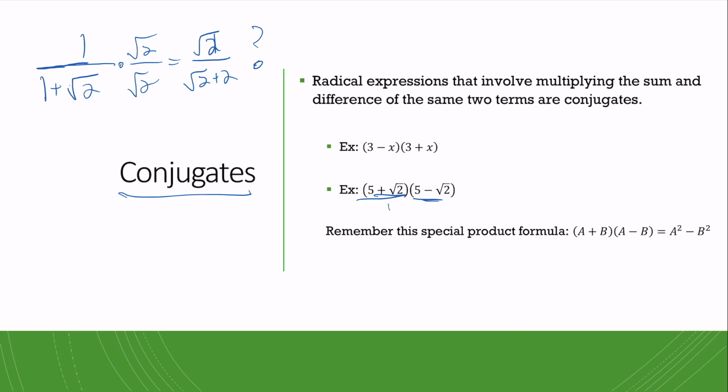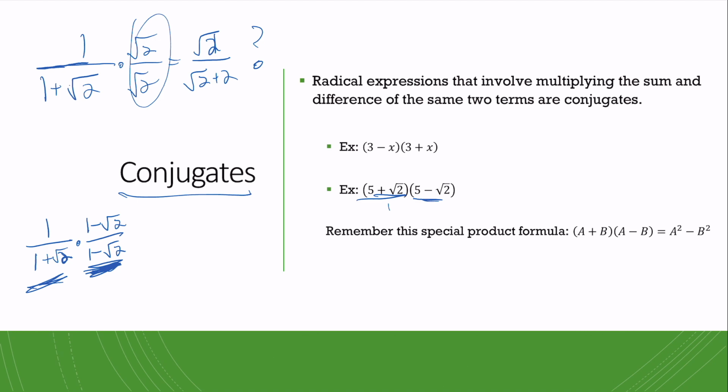So if I'm trying to rationalize a fraction like the one above, instead of multiplying by the square root of 2 over 2, I'm going to multiply by 1 minus the square root of 2 over 1 minus the square root of 2, because this is the conjugate of our original denominator.